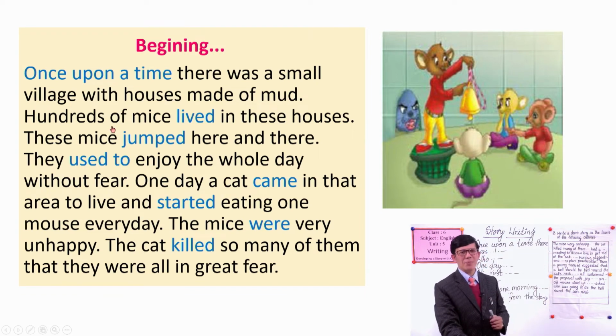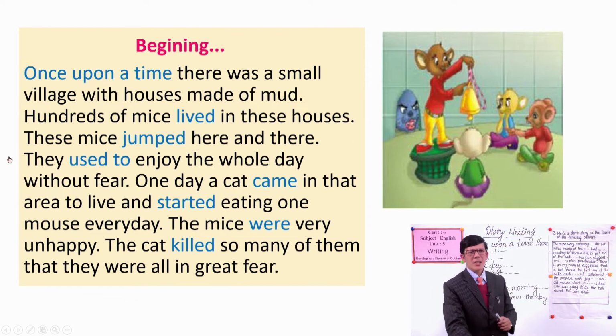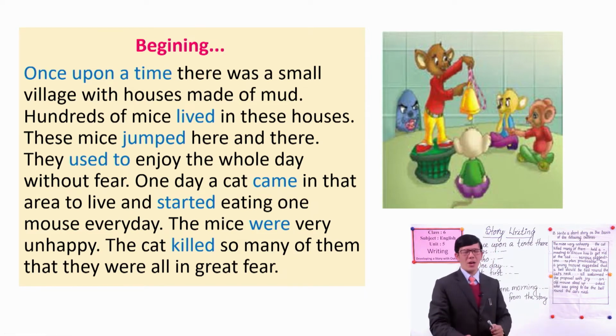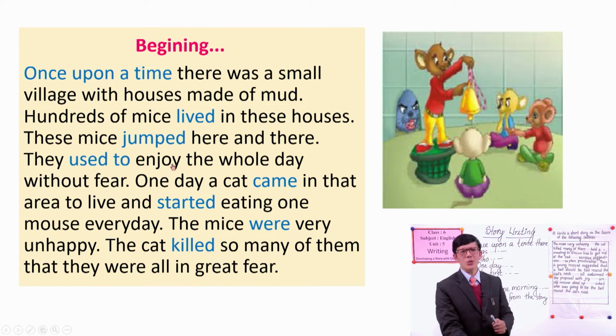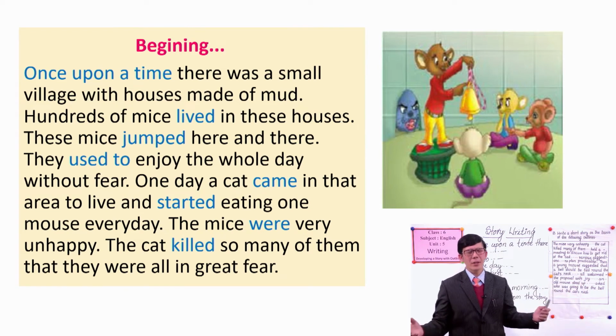Hundreds of mice lived in these houses. Look at the use of the past tense here. Hundreds of mice lived in these houses. These mice jumped here and there. Look at this, jumped. And what did they used to do? They used to enjoy the whole day without fear. Look, they were having a perfect time in that village.